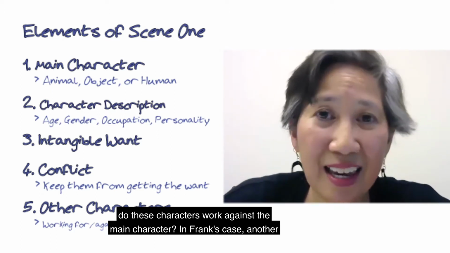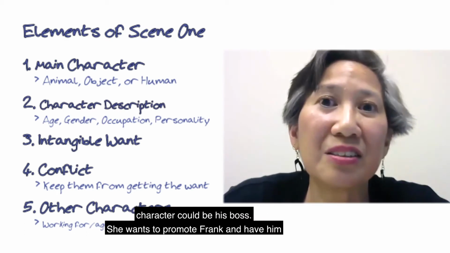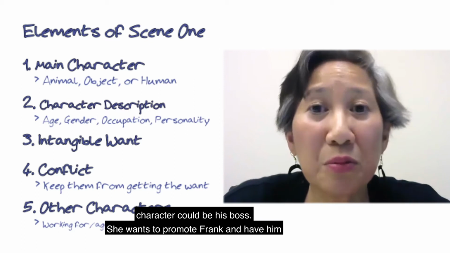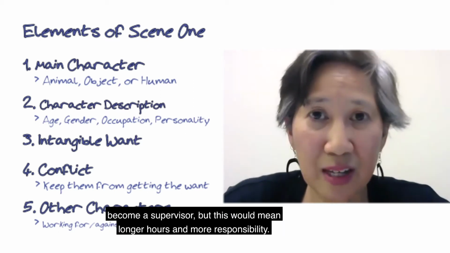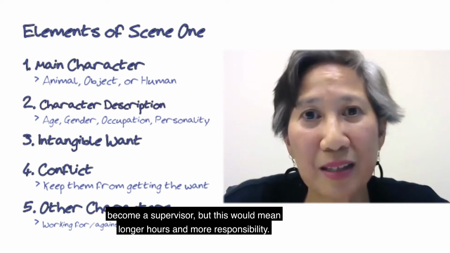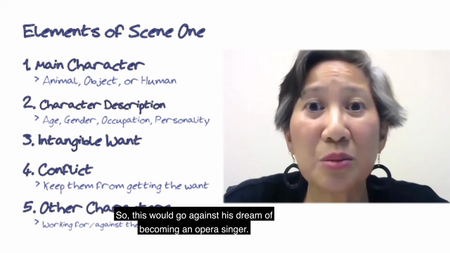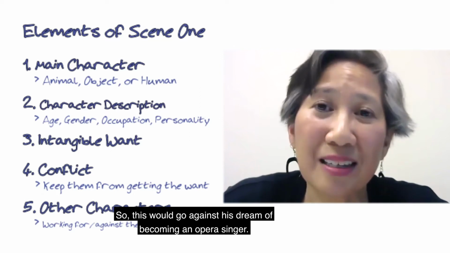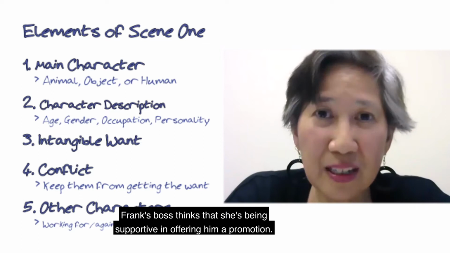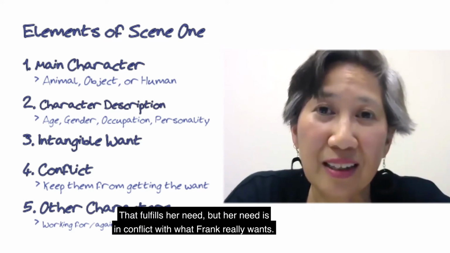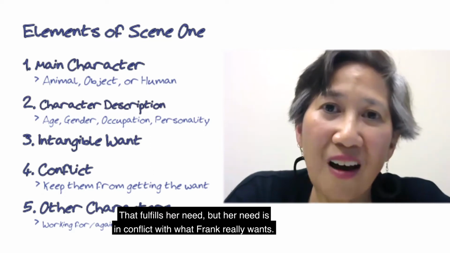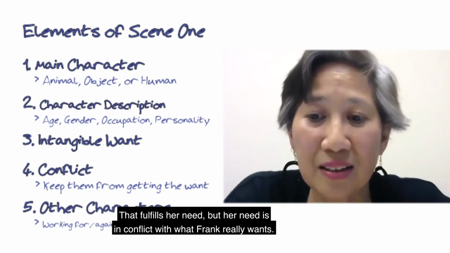In Frank's case, another character could be his boss. She wants to promote Frank and have him become a supervisor. But this would mean longer hours and more responsibility. So this would go against his dream of becoming an opera singer. Frank's boss thinks that she's being supportive in offering him a promotion that fulfills her need. But her need is in conflict with what Frank really wants.